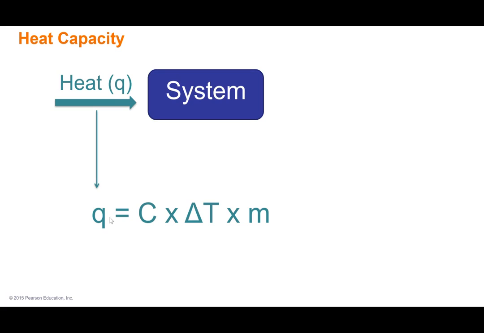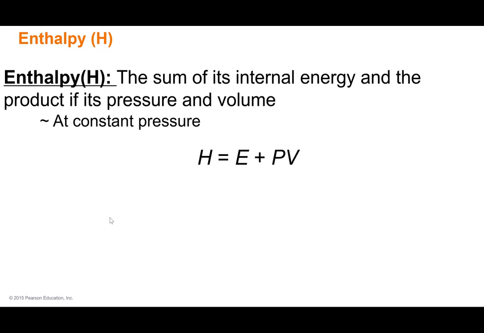So what we study in chemistry is something called enthalpy. Enthalpy is the sum of the internal energy and the product of the pressure and volume. That's kind of the scientific mumbo jumbo of what enthalpy is. Let me break that down for you a little bit.